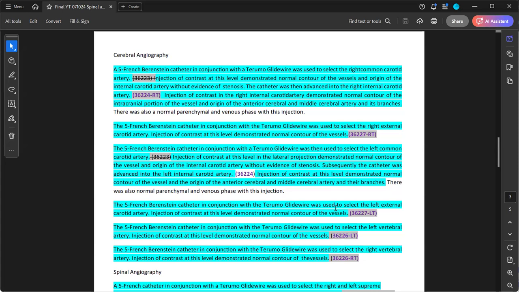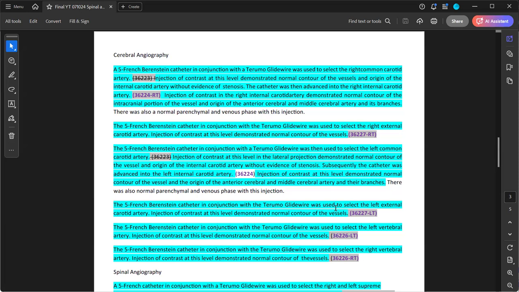Now, when we jump into the third paragraph, we see that the catheter was used to select the left common carotid artery. There was an injection of contrast for the common carotid and the origin of the internal carotid. So again, similar to what we saw on the right, we start out with a 36223, but then the catheter gets advanced into that left internal carotid, which changes that 36223 to a 36224. So now we have a 36224 on the left.